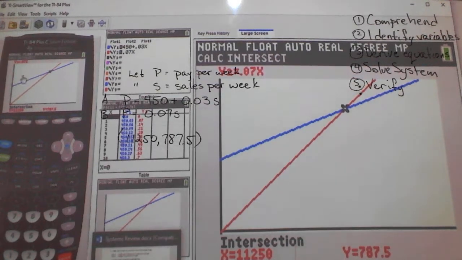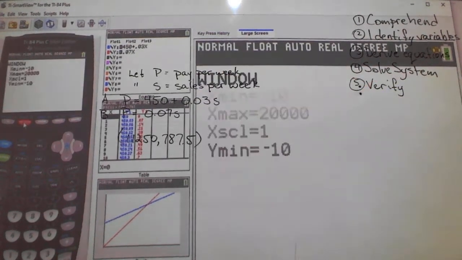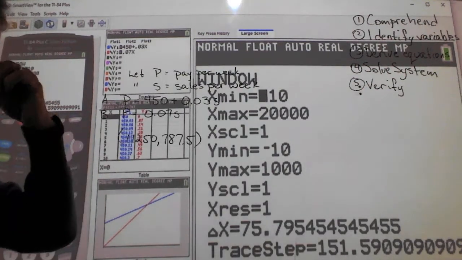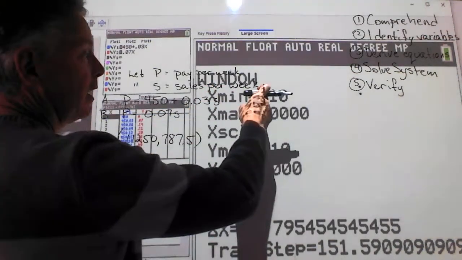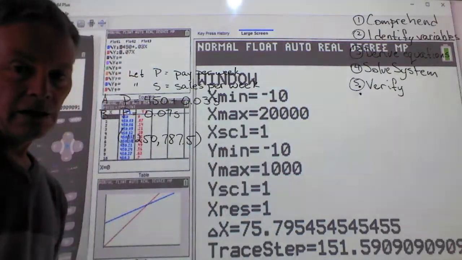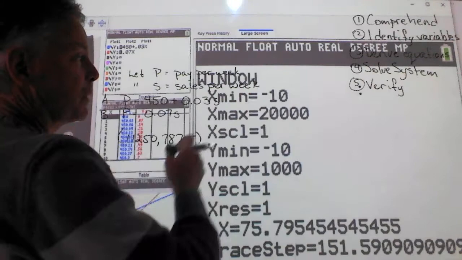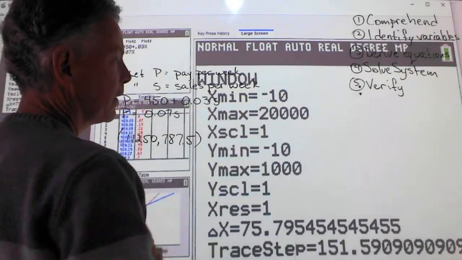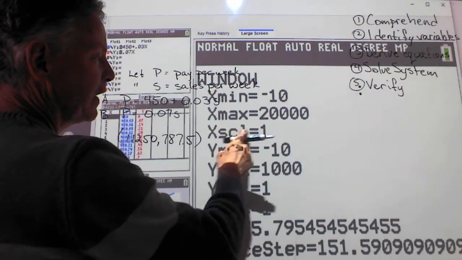Before we do that, let's just go back to the window. It had asked you for an appropriate window. Now, an appropriate window has X minimum of -10. You could set it to 0 if you wanted to, because you can't sell negative amounts of equipment, but you can leave it there. Your X max is 20,000. Okay? The scale just tells you where those ticks are.